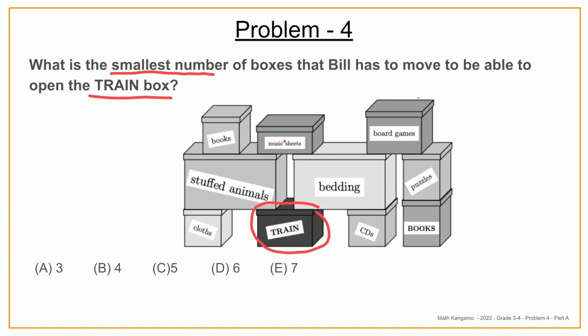First, Bill must remove the music sheets and then the book boxes. After he removes the book boxes, he has to remove the stuffed animals. But wait, there is a bedding box in the way. Before Bill can remove the bedding box, he needs to remove the board games. And then he removes the bedding box. As soon as he removes the bedding box, he is able to access the train box. So the smallest number of boxes Bill needs to remove is 1, 2, 3, 4 and 5. That is our option C.